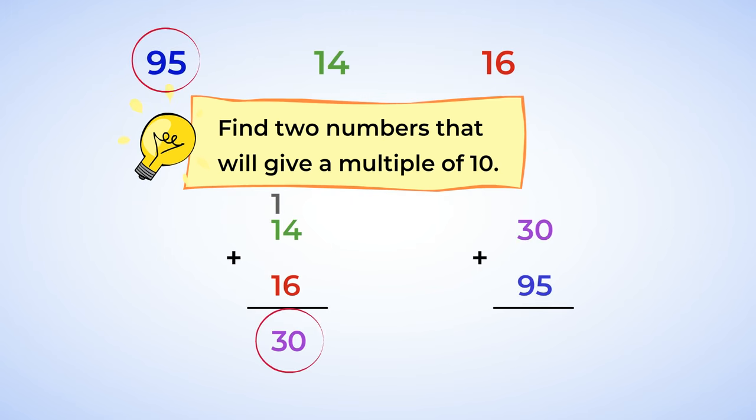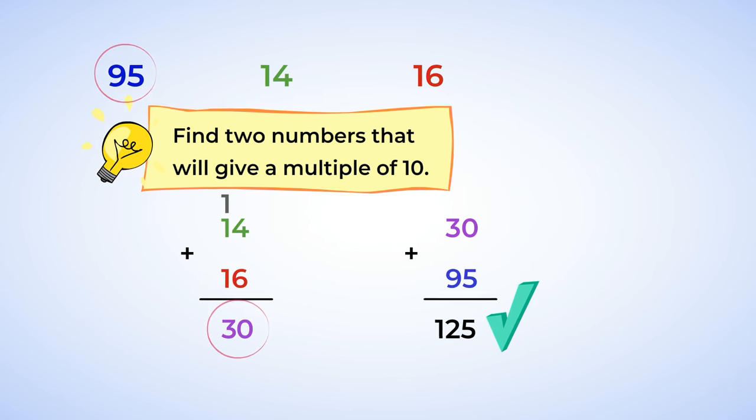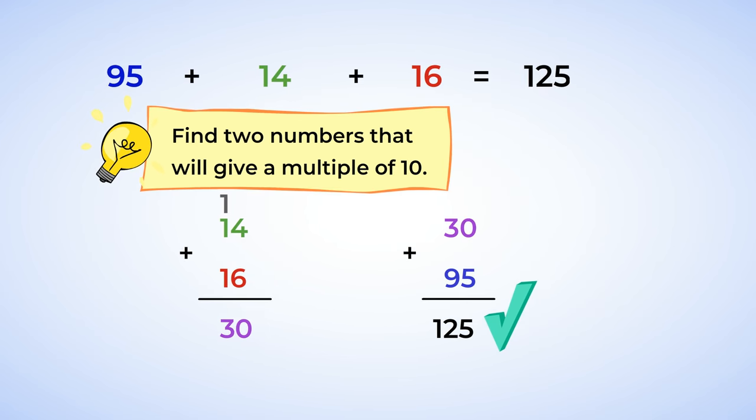Now you just need to add 95 to 30. Let's look at the ones place first. 5 plus 0 is 5 ones. Now let's look at the tens place. 90 plus 30 is 120. 120 plus 5 is 125. That's the answer. 14 plus 16 plus 95 is 125. You've just applied the associative property of addition to make it easier for Bob to solve the problem.